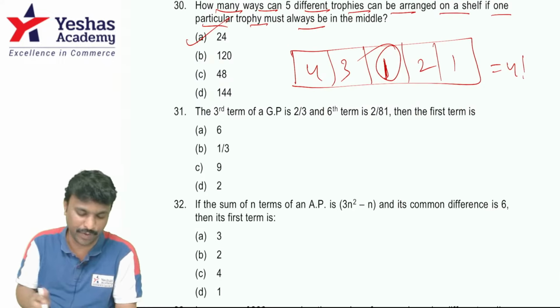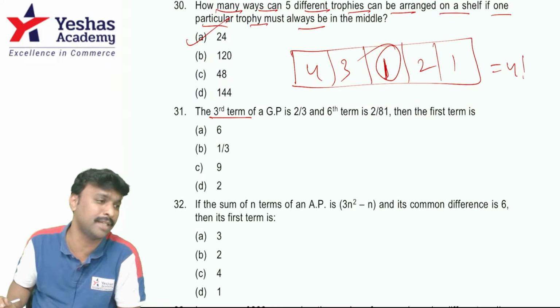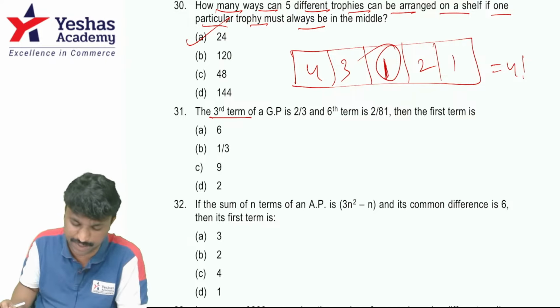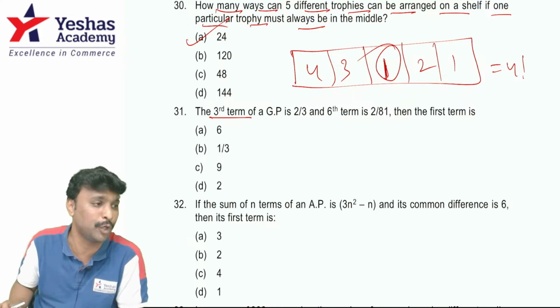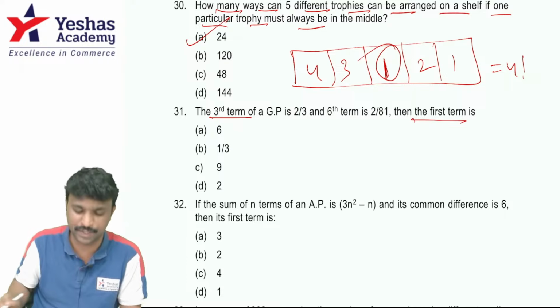Guys, look at the 31st question. The third term of a GP is 2 by 3 and the sixth term is 2 by 81. Then the first term is.